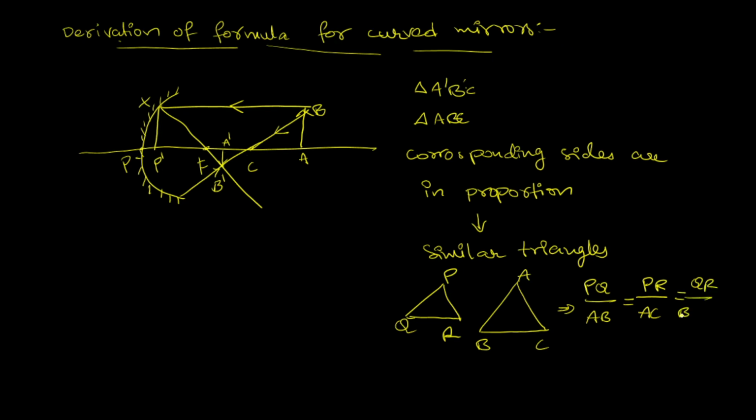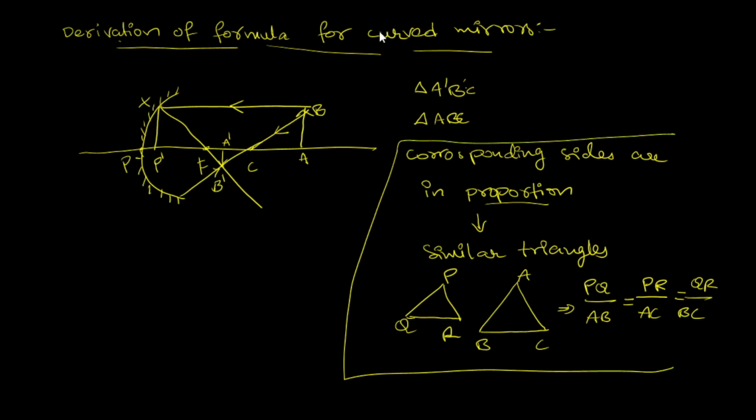Okay, if the ratios of all the three sides of the triangles are equal to each other, then these sides of the triangles are said to be in proportion to each other, and these type of triangles are known as similar triangles.